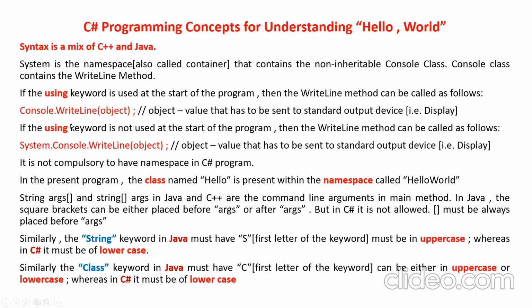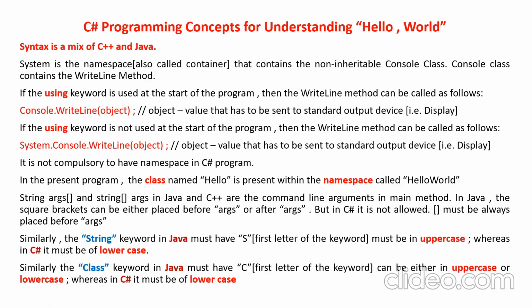System is the namespace, also called the container. It contains a non-inheritable Console class, meaning a subclass cannot be created for the Console class. That is the meaning of the word non-inheritable. The Console class contains the Write method.